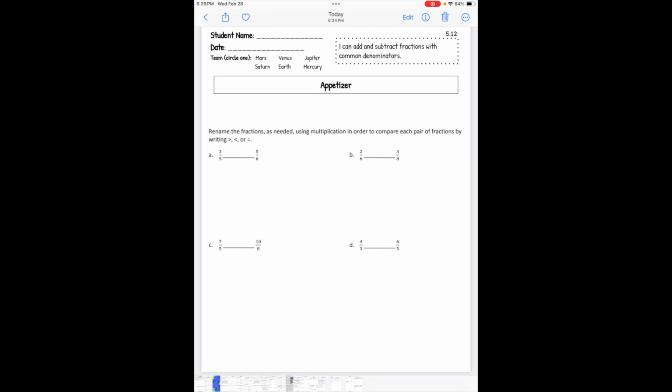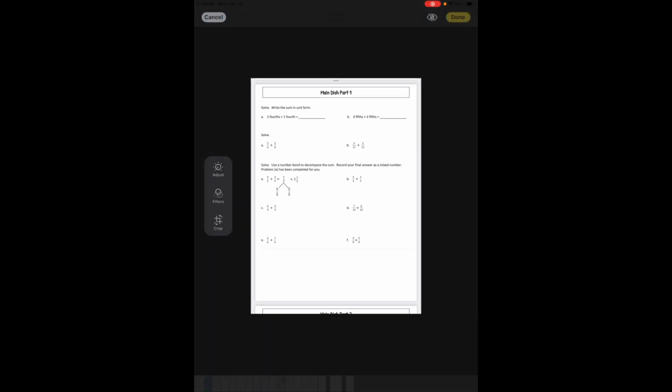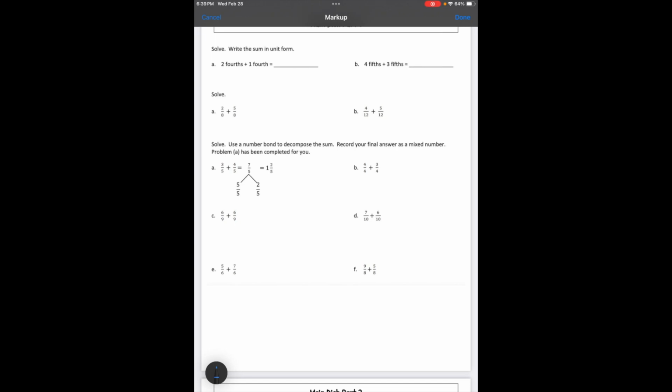Today we are going to be talking about adding and subtracting fractions. So in the first two, we're going to solve the addition problem. Even though there's words in here, we're going to write it in unit form, meaning we're going to write it looking like a fraction. So 2/4 plus 1/4 equals 3/4. So instead of writing it out using words, we're going to use our fraction knowledge. So it's going to look like this, 3/4.